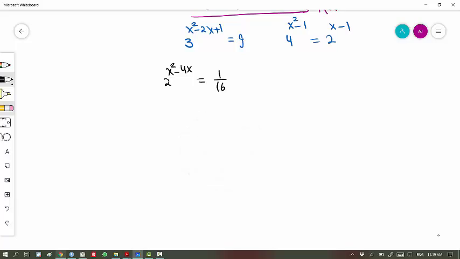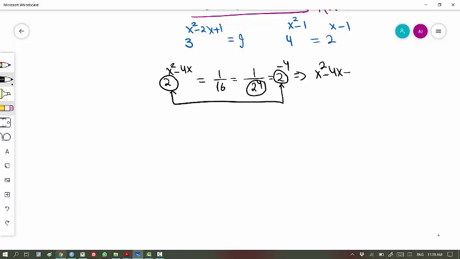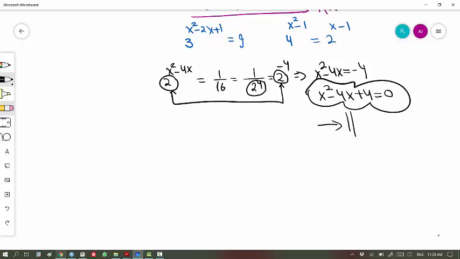Now looking at 1 over 16, I can write it in the base of 2. How can I do that? I write first 16 as 2 to the power 4, and then I move this expression to the numerator, so the power becomes negative. Now if you look here and here, we have the same bases. As a result, x squared minus 4x is equal to minus 4. And from here, taking minus 4 to the other side, x squared minus 4x plus 4 is equal to 0, which is a quadratic equation, the solution of which I leave as homework.